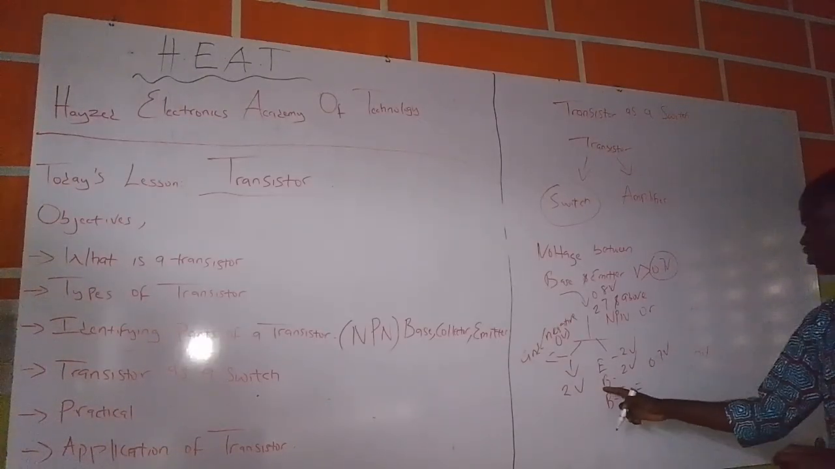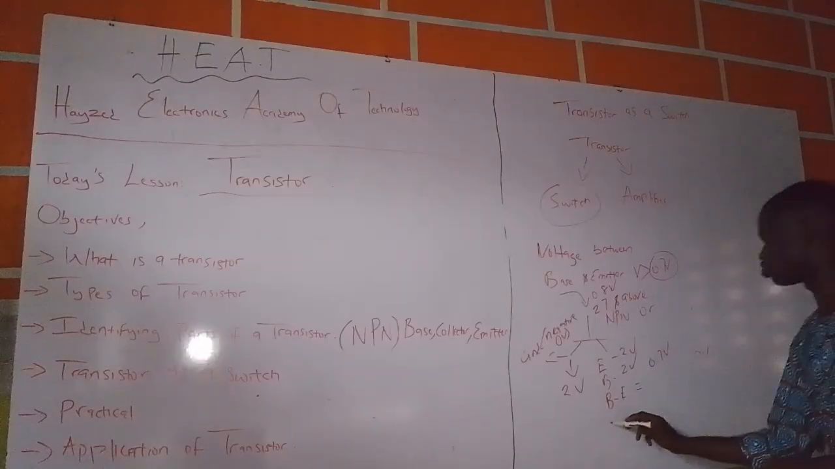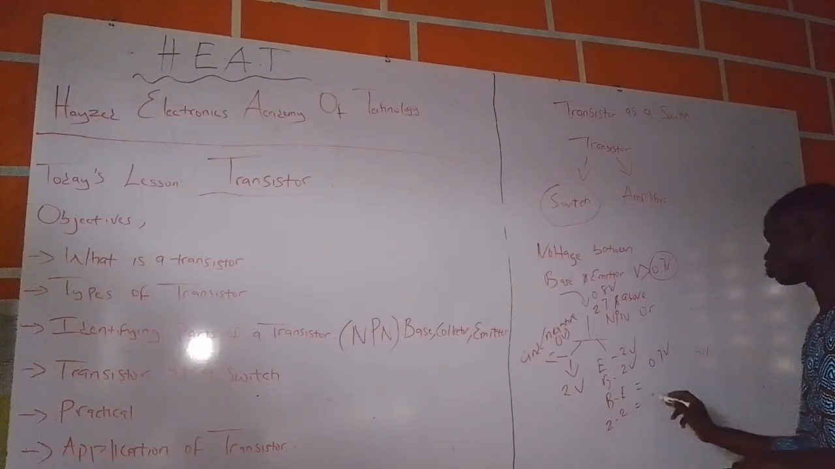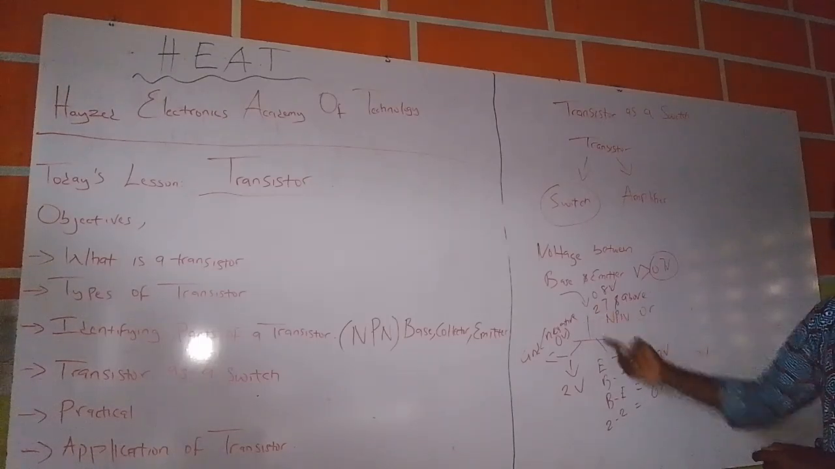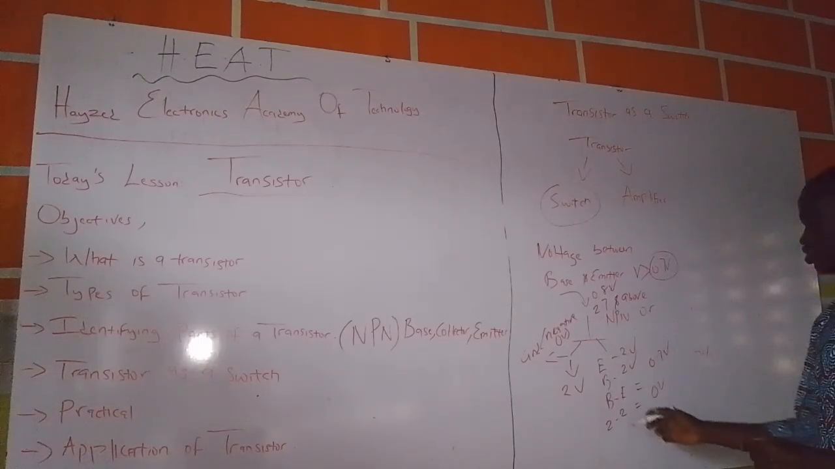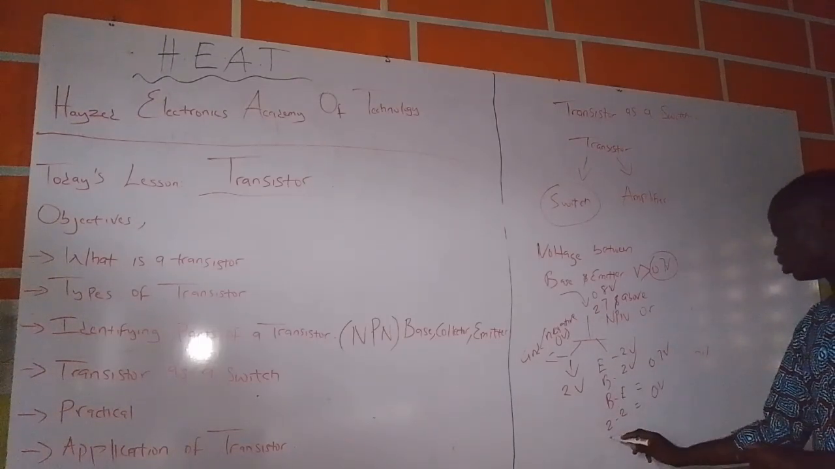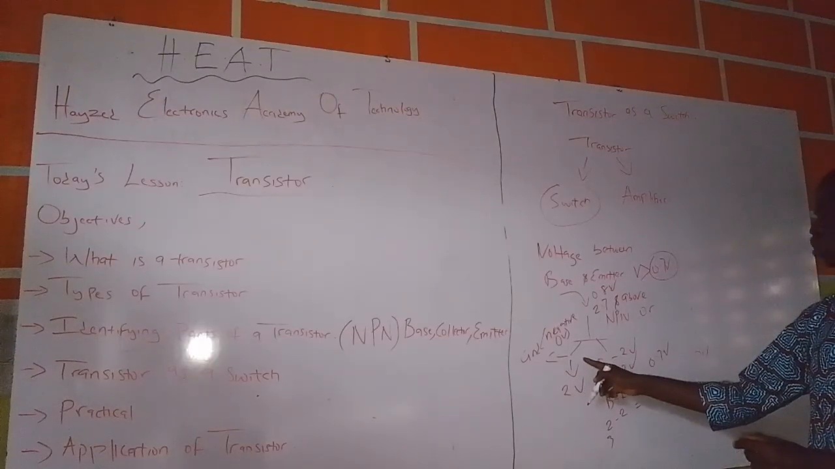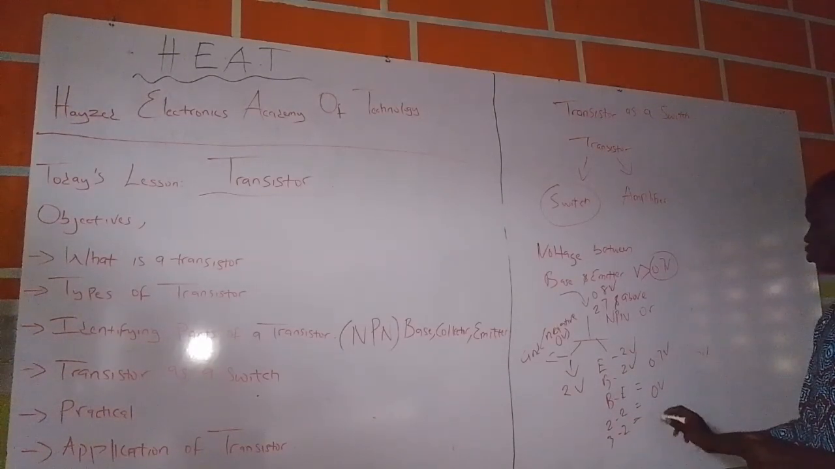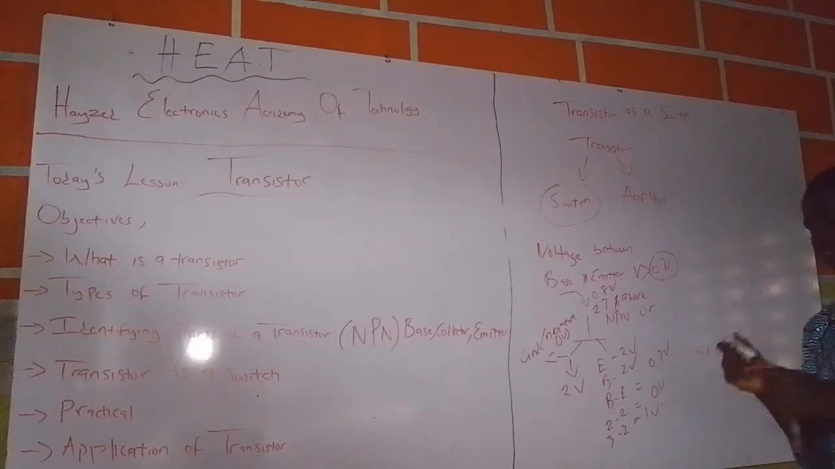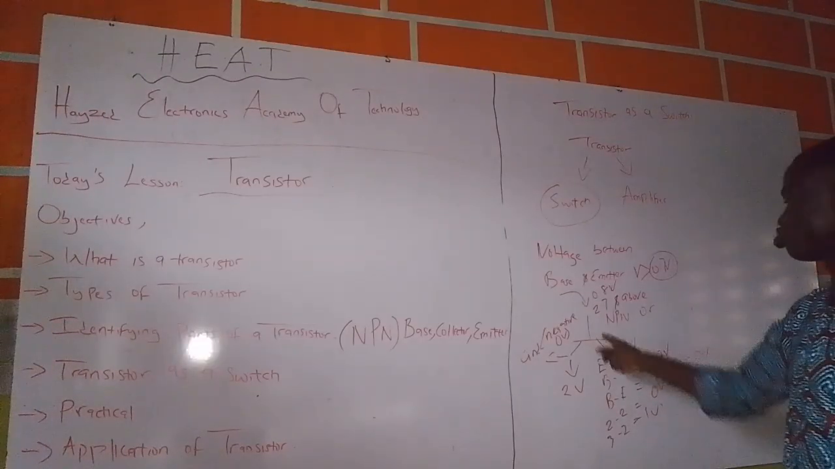Now let's say that your base is 2 volts and your emitter is 2 volts. 2 minus 2, what's going to happen? 0 volts. The transistor is not going to turn on. But let's say that your base was given 3 volts and your emitter was sitting at 2 volts. The difference between them is 1 volt. It means that your transistor can start turning on.